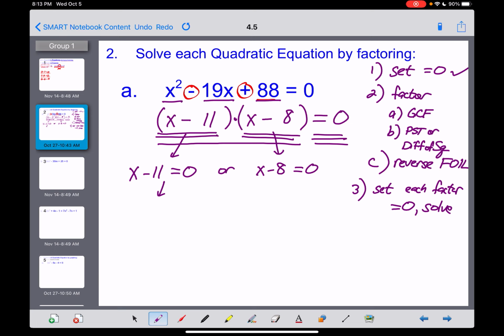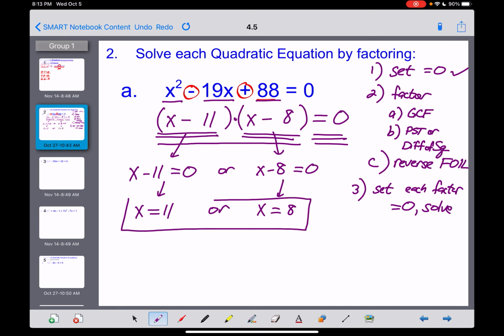And solving these is really simple. You can usually do it in your head. Here we would add 11 to both sides and get x equals 11. That's solution number 1. Or, not and, but or, here we would add 8 to both sides and get x equals 8. And everybody, this is your solution here.